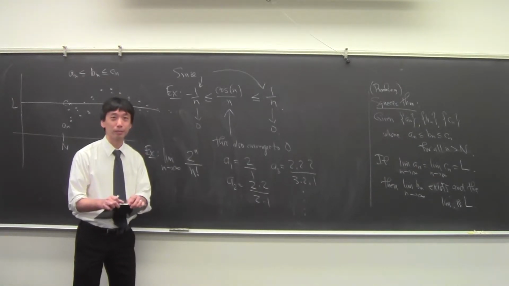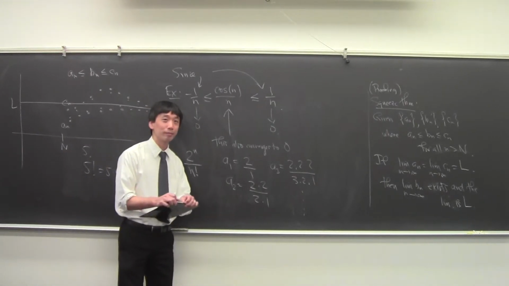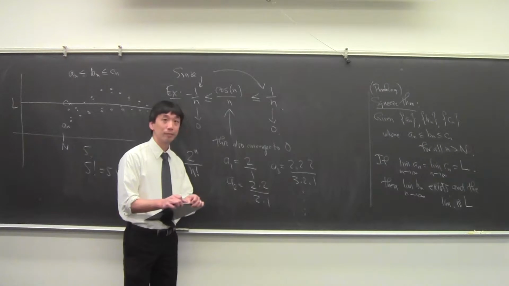Hunter: It's going to go to 0. Why? Because in the numerator, as n goes to infinity, you're just multiplying by 2. But in the denominator, as n goes to infinity, you're multiplying by all the numbers below it. So the denominator is going to be greater than the numerator.